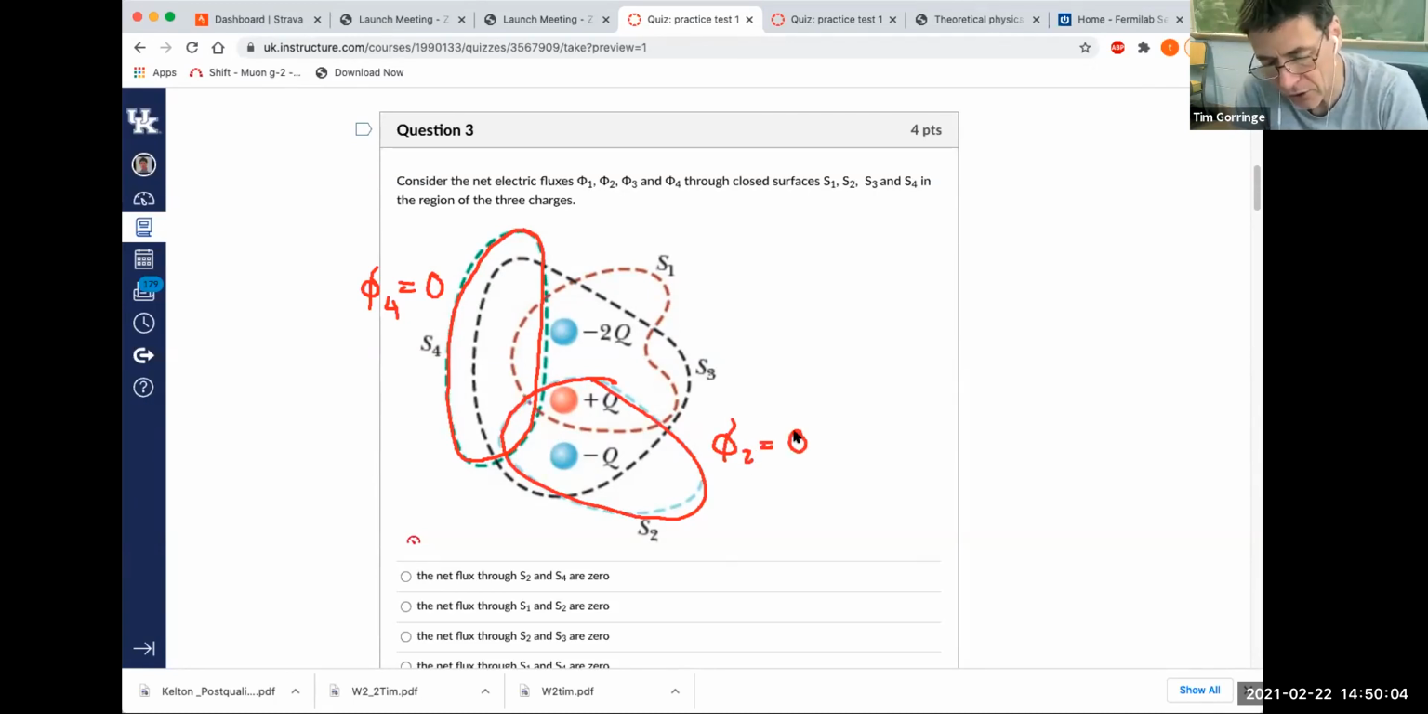The other two surfaces, actually, if you look at them, you see that they both have net charges inside of them. So the correct answer to this problem is that the net flux through S2 and S4 are the ones that are zero.